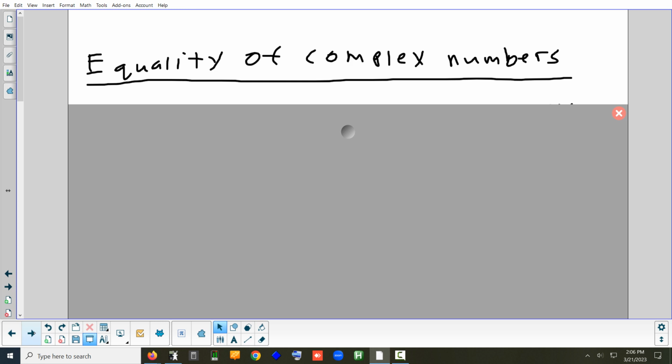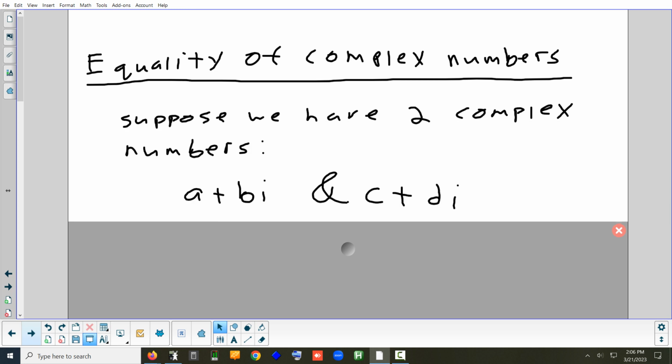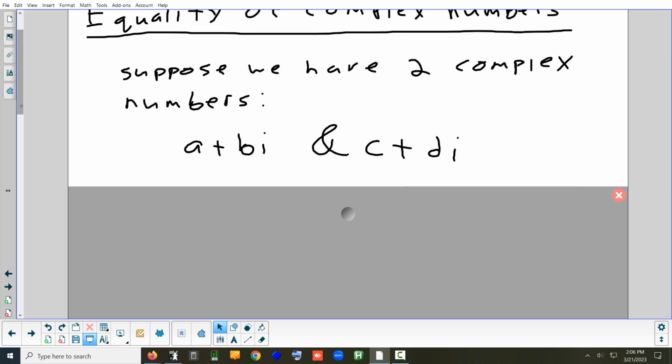Bless you. All right. So what does it mean for two complex numbers to be equal? Well, let's say you had these two complex numbers. This is the first one. This is the second one. Each one of those numbers has a real part, and each one of those numbers has an imaginary part.